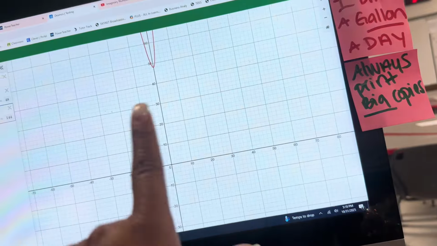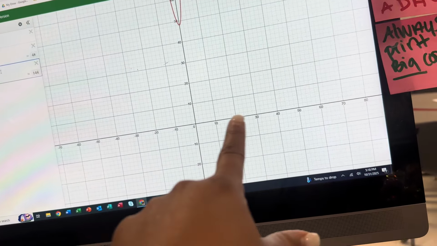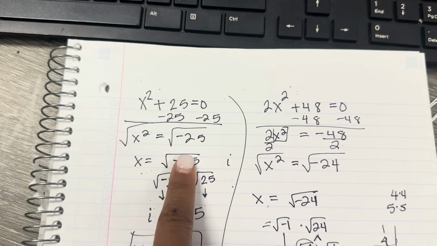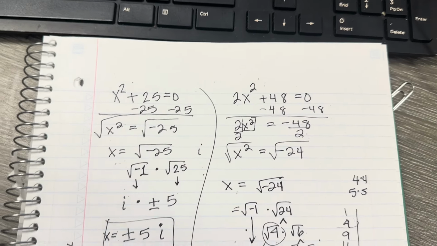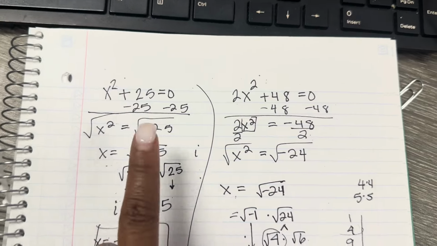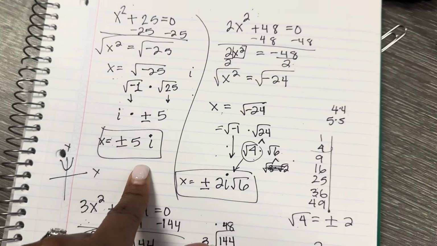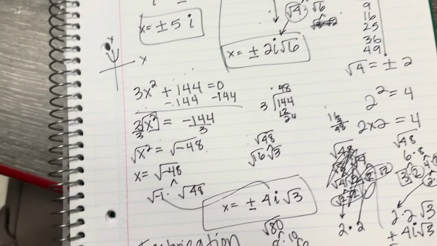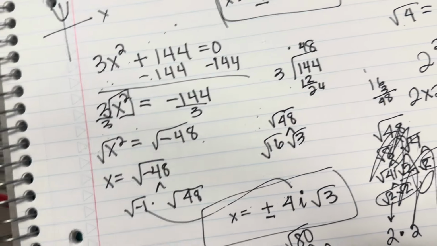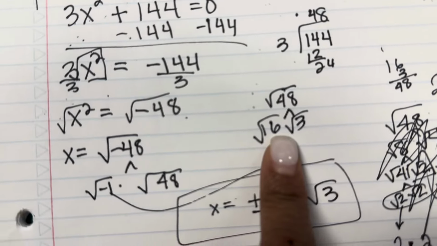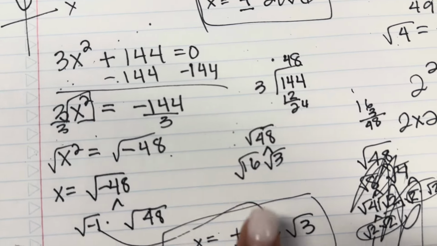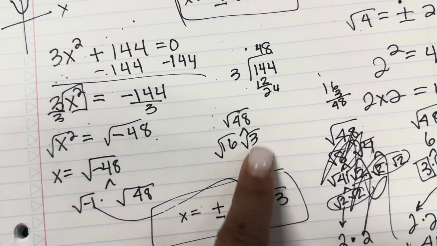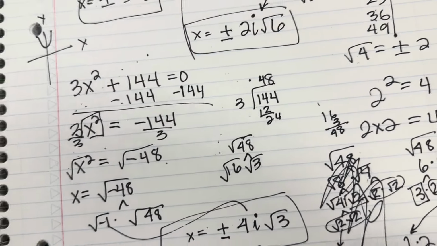If you notice that there are no real solutions, right? No x-intercepts, then just subtract your number, and then factor tree the 25 out, right? The square root of 25 is 5. This is imaginary, so put i. You gotta put your plus or minus. If it's not a perfect square, like 48, you gotta find your perfect square. So 16 times 3. The square root of 16 is 4, and then leave the non-perfect square inside the radical.